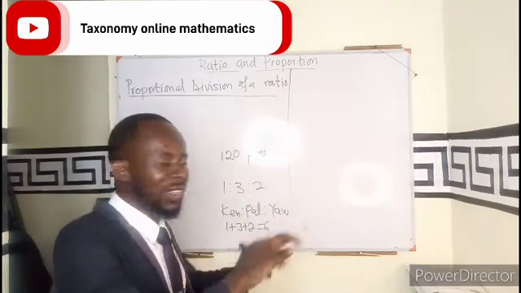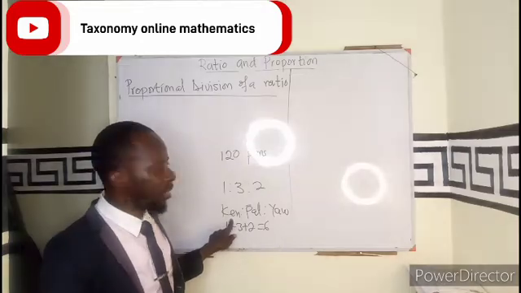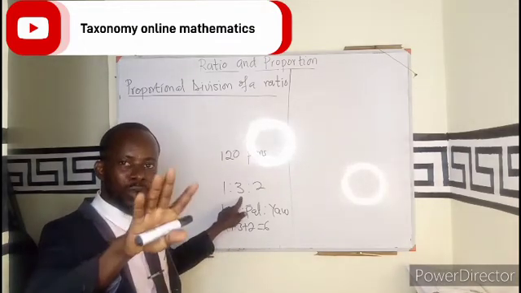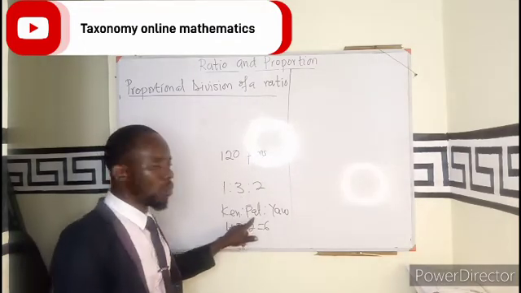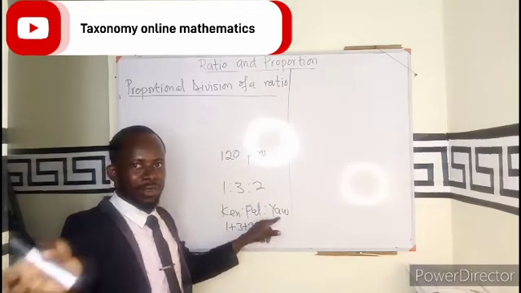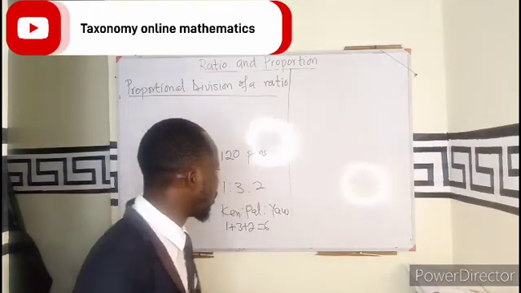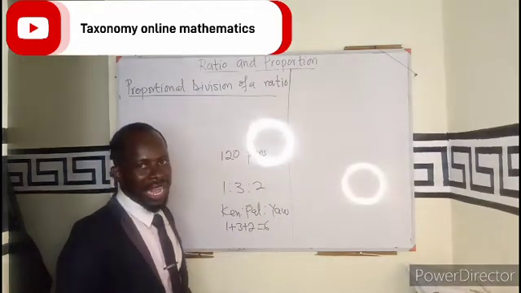Then I will give 1 part to Ken, 3 parts to the next person, then 2 parts. Don't forget, 1 part, 3 parts, 2 parts, all sum up to give us the 6 parts. Alright, so my total will be this. That is the second step.